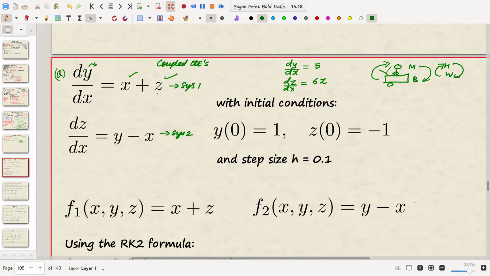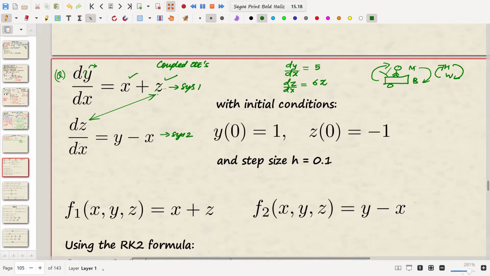How can you say? Because Z is there, and variation of Z is occurring in the second system. So if this one doesn't vary properly, it affects this system because Z is there. So therefore you can see the connection between these two. So therefore it is a coupled system.